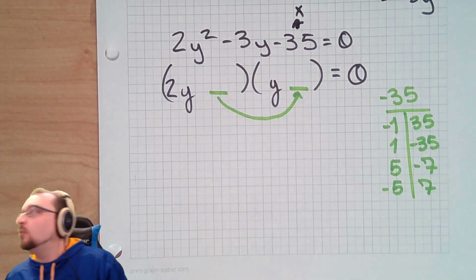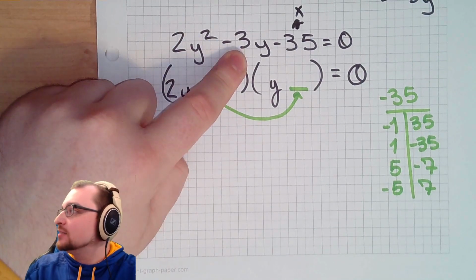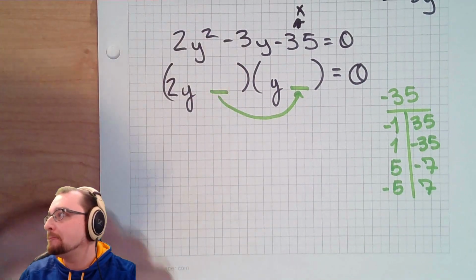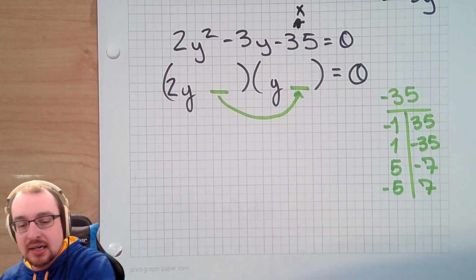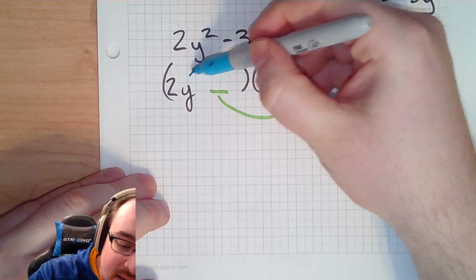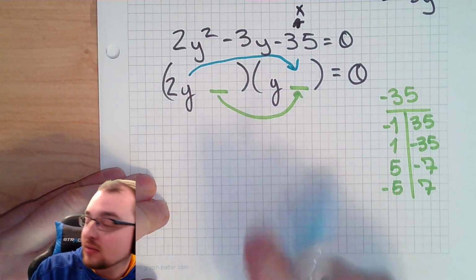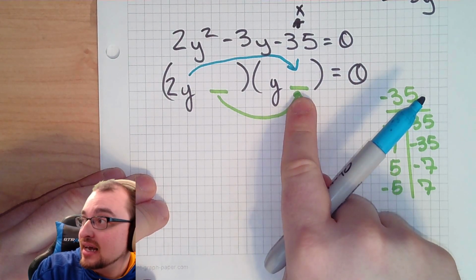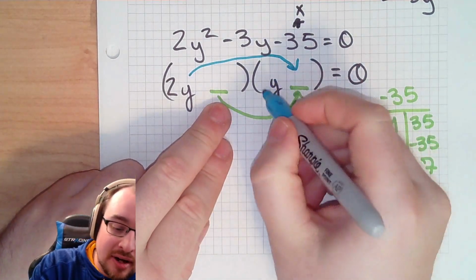So which ones do we want? Normally, we'd pick the ones that add to negative 3. You might notice none of them do. But here's the catch. Remember, it's going to get doubled. Whatever goes here gets doubled, and then we'll add it to whatever's here.